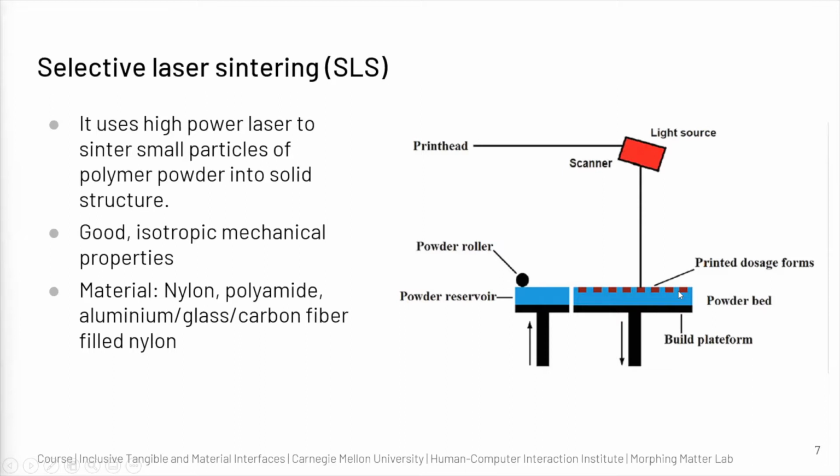Here, by this technique, you get good isotropic mechanical properties of the material. The materials that can be printed are nylon and polyamide, and you can also have fillers like aluminum, glass, or carbon fiber filled nylon for this technique. One disadvantage of this technique is that the surface you get after printing is a little bit grainy and rough, but if you do post-processing, then you can get smoother finishes using selective laser sintering.